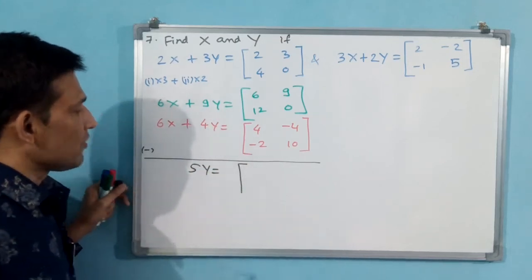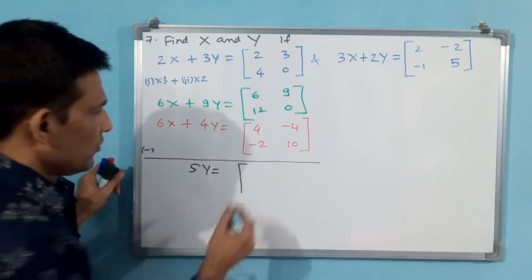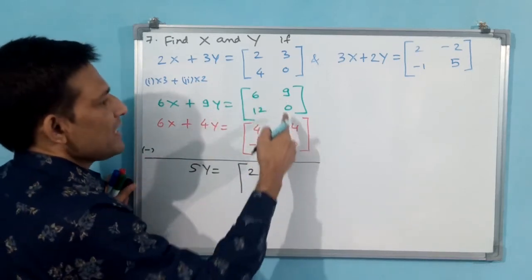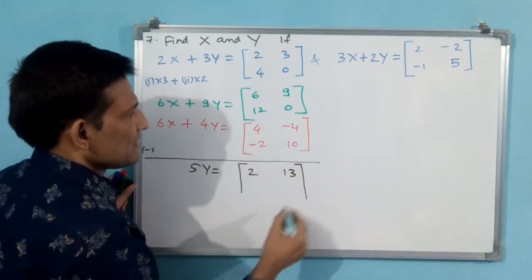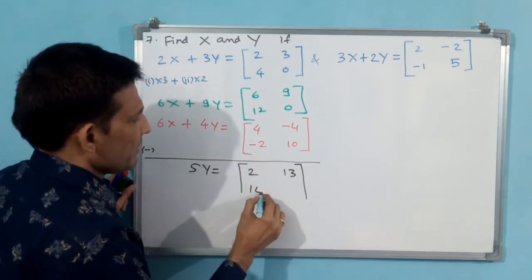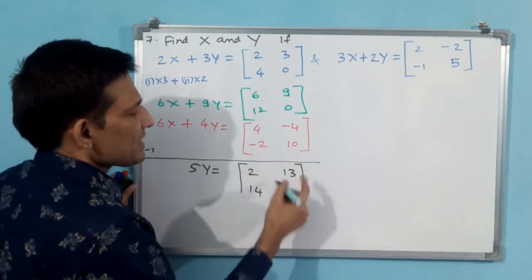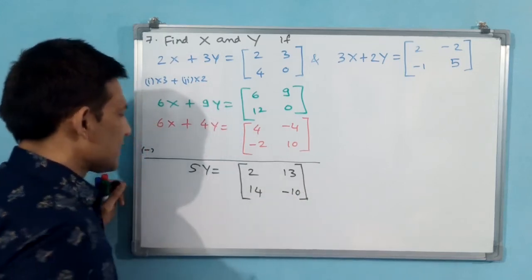Here, be a little bit careful how to do. You see, negative means minus 6 minus 4, 2. 9 minus of minus 4, 13. 12 minus of minus 2, 14. 0 minus 10, minus 10. Do you understand now?